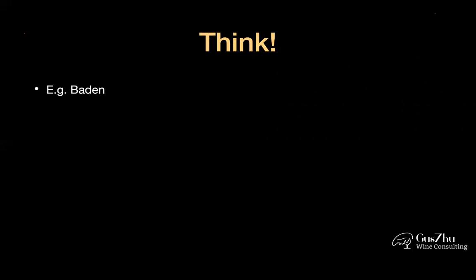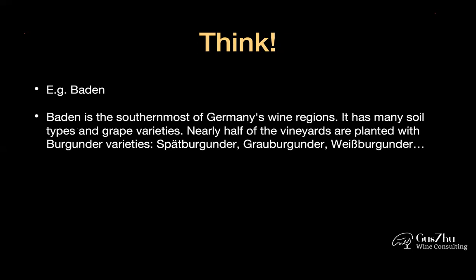Give you an example here. Baden, okay? If you just read the textbook or read some online information, okay? I quote this from some website because I cannot just put the textbook information out here, okay? But for lots of textbooks or lots of information out there, they will describe Baden in this way, okay? Baden is the southernmost of Germany's wine regions. It has many soil types and grape varieties. Nearly half of the vineyards are planted with Burgunder varieties, like Spätburgunder, Grauburgunder, and Weissburgunder.